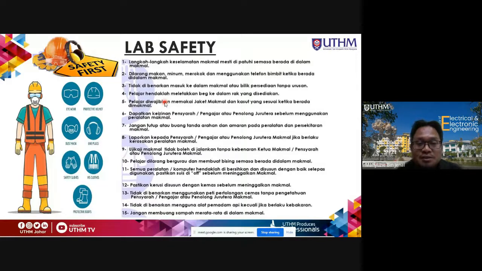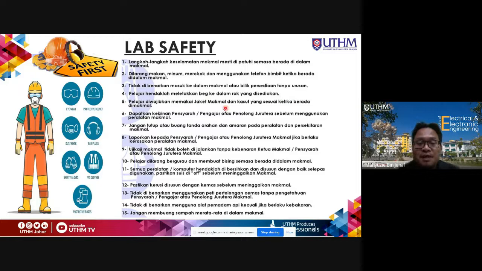So the fourth one, you must put your bag outside. We have our rack outside there, which we provide. Don't simply bring the bag inside the lab, just bring the necessary stationery, for example, or your book, or your lab sheet into the lab.